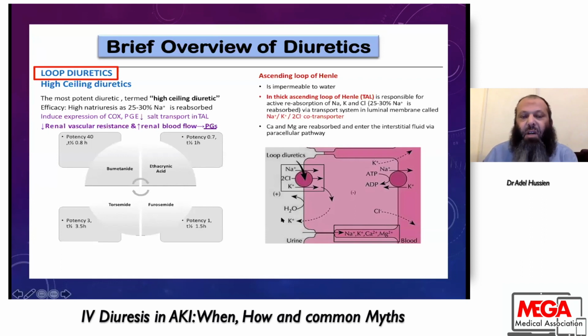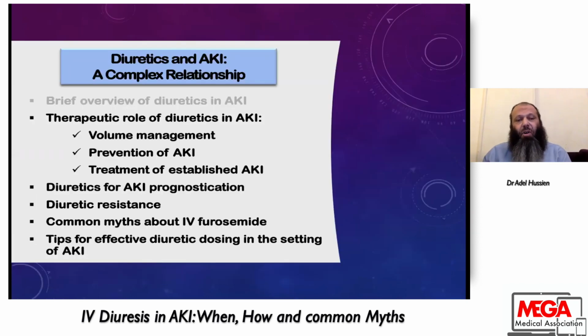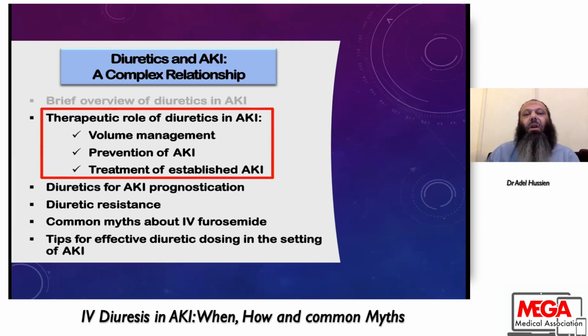This is part of the physiology. Here is the comparison of those high ceiling diuretics like furosemide, bumetanide, torsemide, and ethacrynic acid regarding the potency and the half-life. For example, here is furosemide. We have a half-life of 1.5 hours. For bumetanide it is like 0.8 hours, compared to torsemide at 3.5 hours. Now, I gave you a brief overview about the diuretic site of action classes. Let's move to the therapeutic role of the diuretics in AKI.